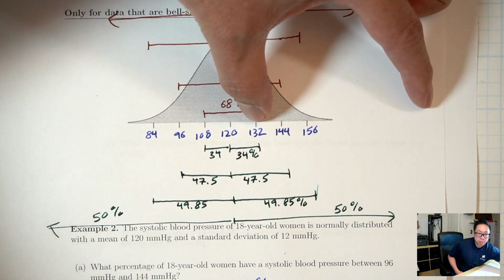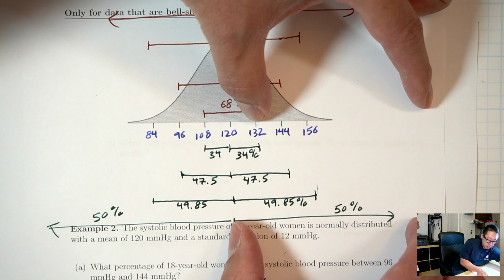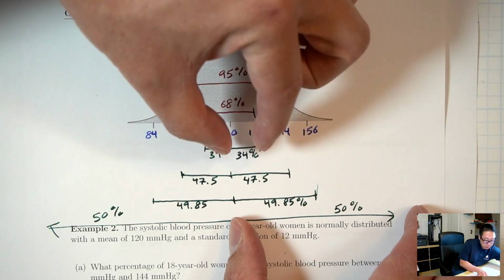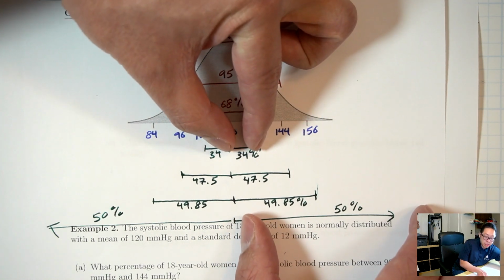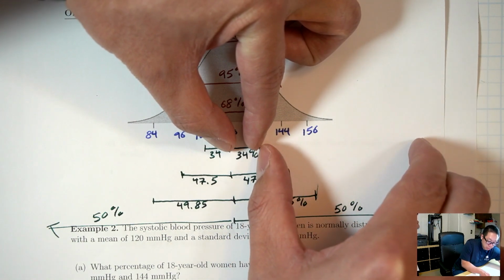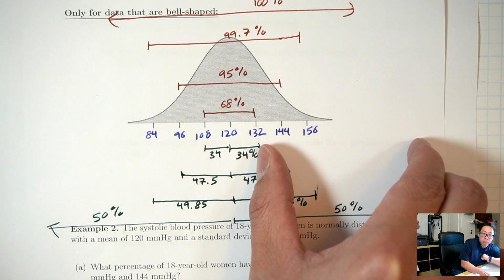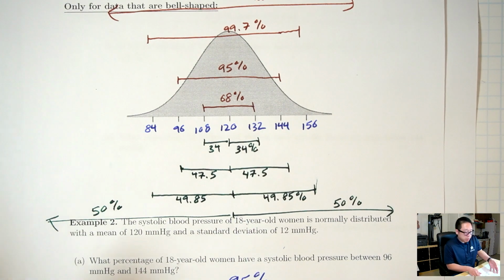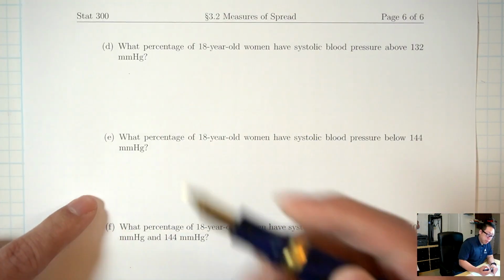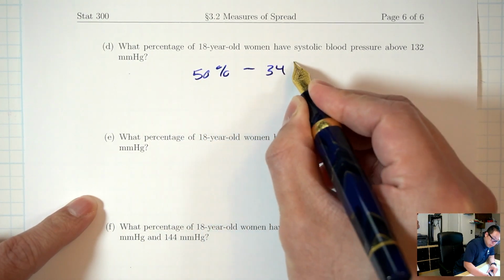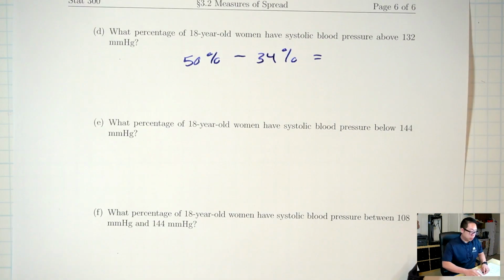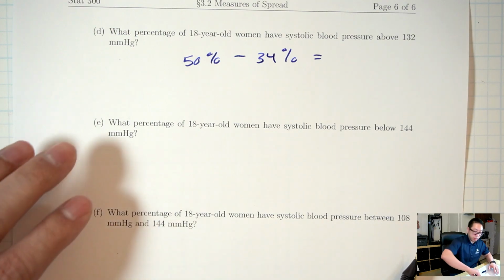Well, I can get this piece by taking this 50% piece, right, which is too much, and then subtracting off this 34. So if I take the 50% minus the 34%, that should give me exactly this piece, which is what I want, 132 all the way to the right. Okay, that suggests that I should do 50% minus 34%. And 50% minus 34% is 16%.